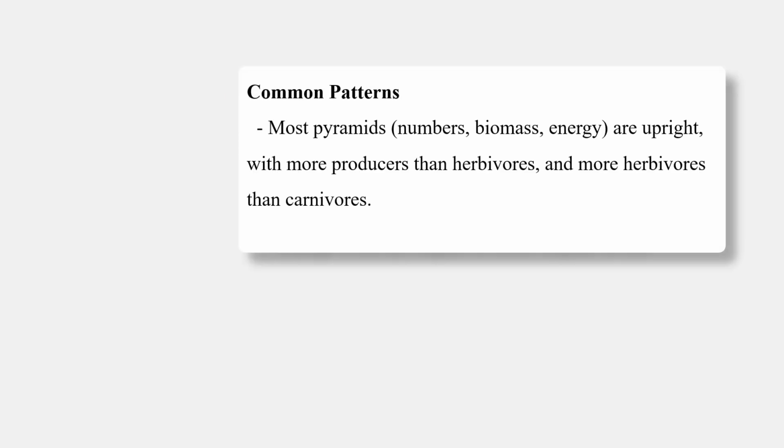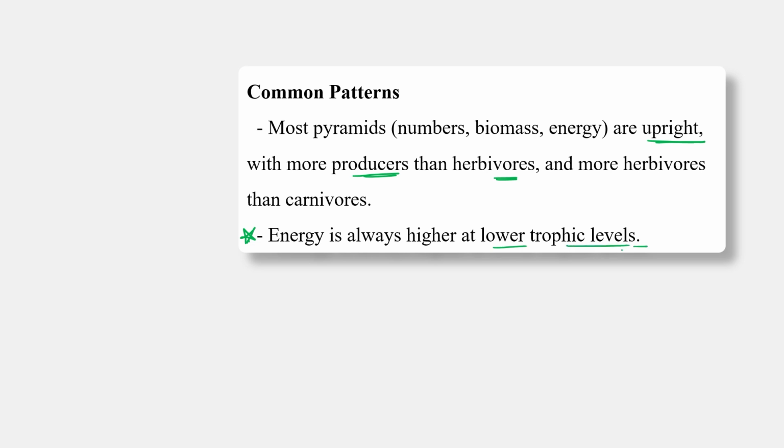Okay, what is the common pattern in all these types of pyramid? Number, biomass, and energy: these are upright, with more producers than herbivores, more herbivores than carnivores. So this is the common pattern. And the pyramid of energy is always higher at the lower trophic level.